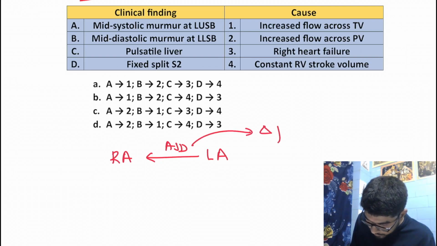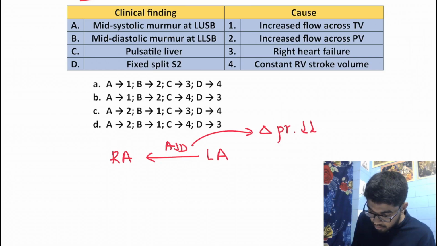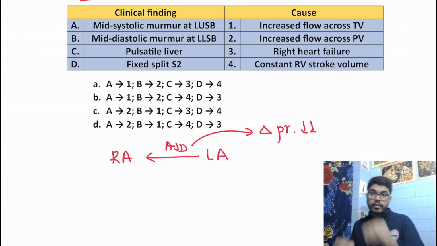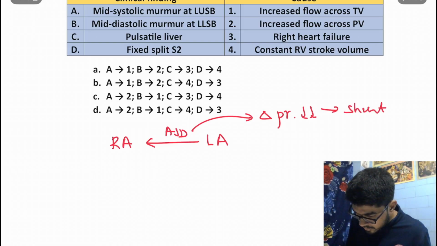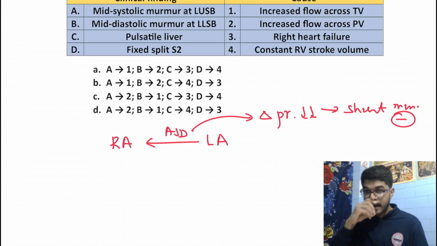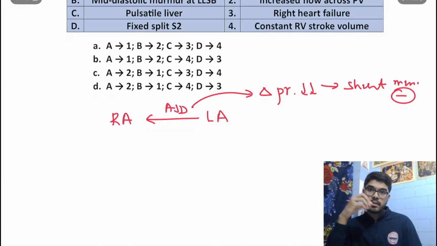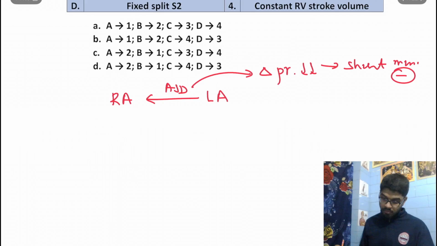Over here the pressure difference is very low in the atria, because the atria are low pressure units, right? Over here the pressure difference is low. That's why the shunt murmur over here is absent. The shunt murmur that used to be present in VSD is absent over here.